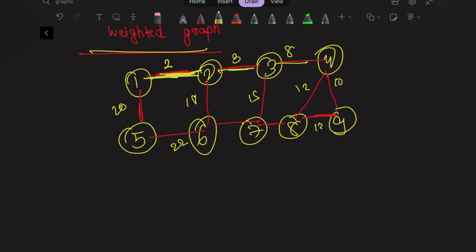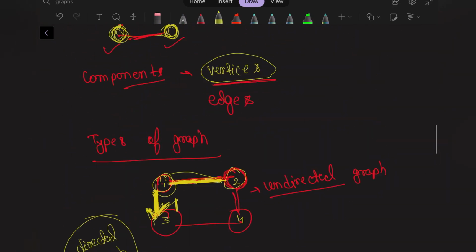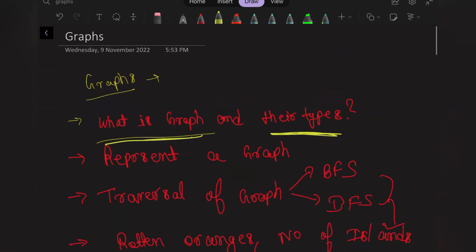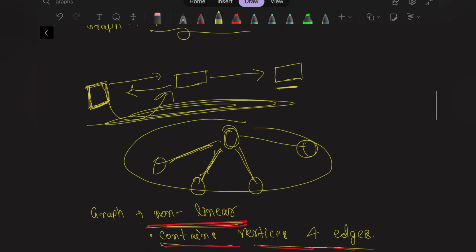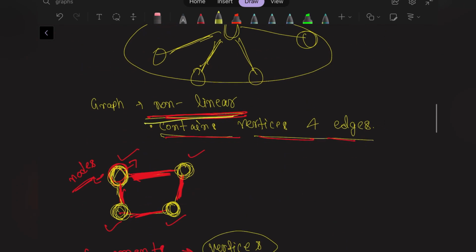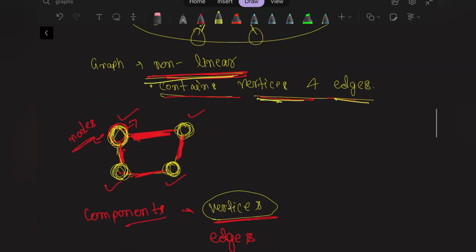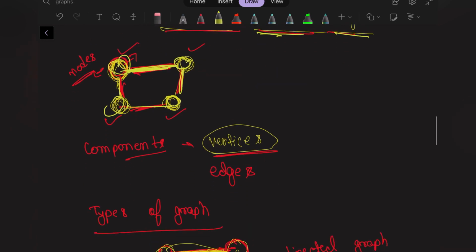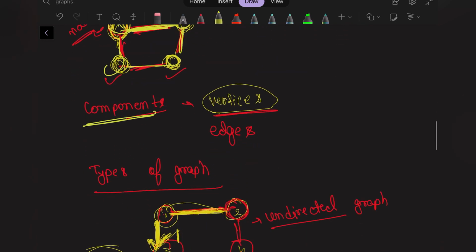So I think we are able to discuss this. Let's revise once again what we have discussed. We have discussed what a graph is. A graph is a non-linear data structure which contains vertices and edges. What are vertices? The nodes of the graph are vertices, and the line connecting two nodes is called an edge of the graph. There are two main components of the graph, vertices and edges, and we have discussed types of graph.